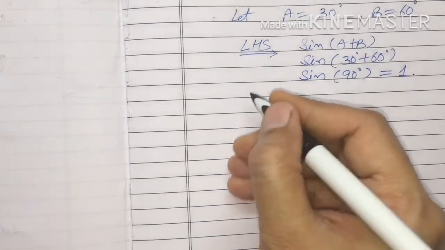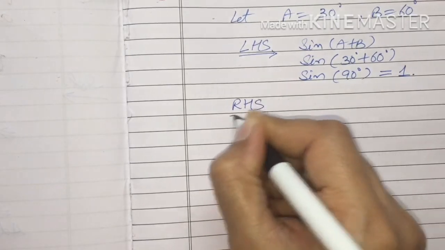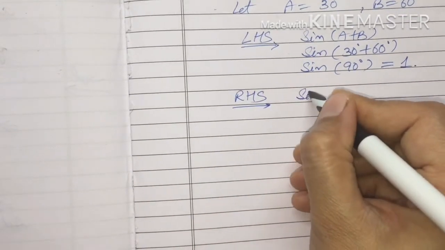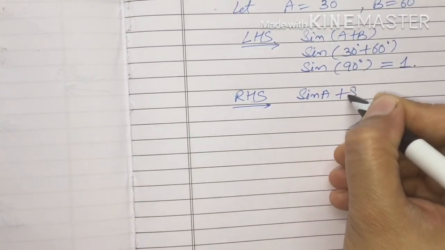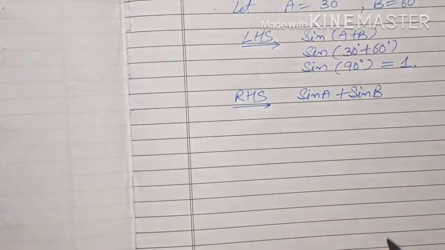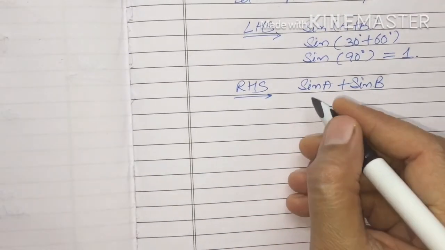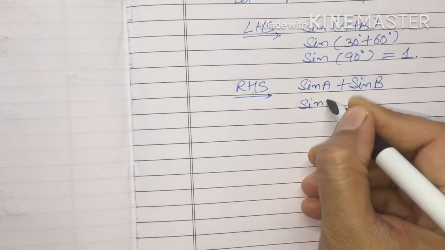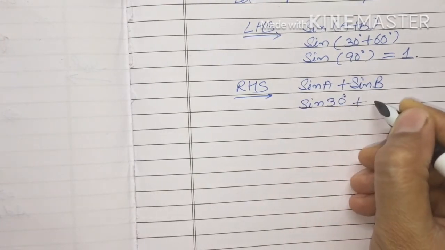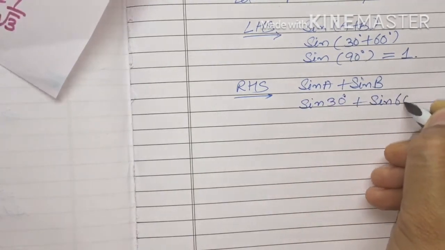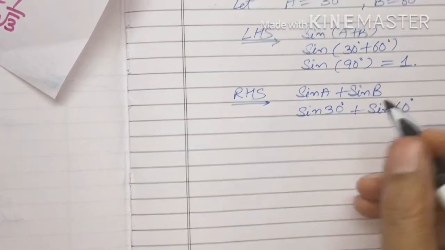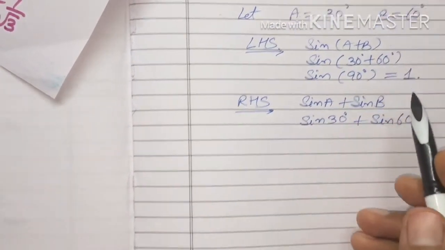This is the left hand side. Now I will check the right hand side. Right hand side is sine A plus sine B. So sine A is sine 30 degree plus sine B is sine 60 degree, because we assume that A is 30 degree and B is 60 degree.